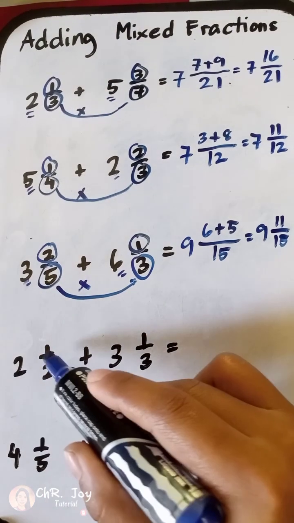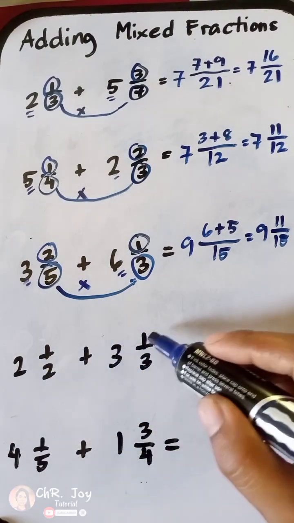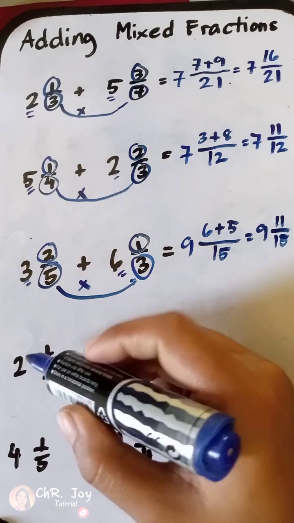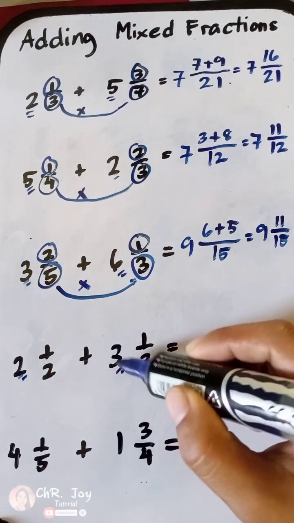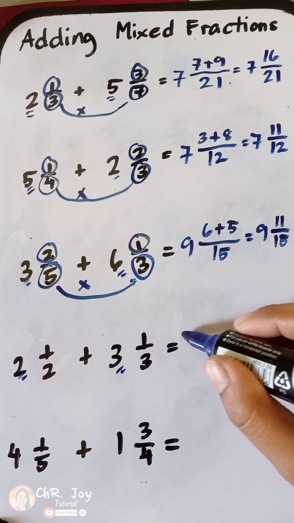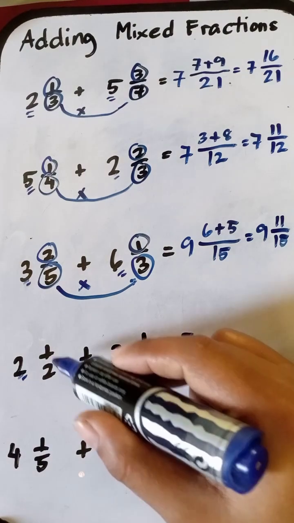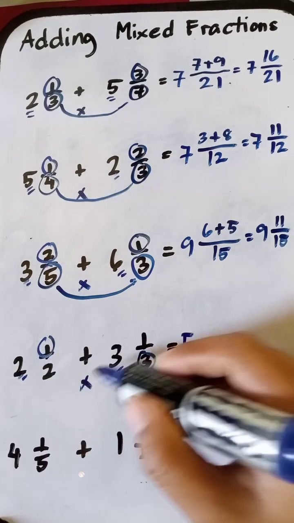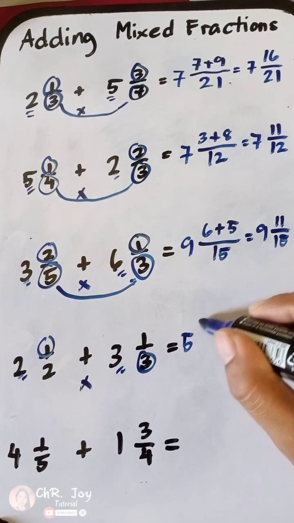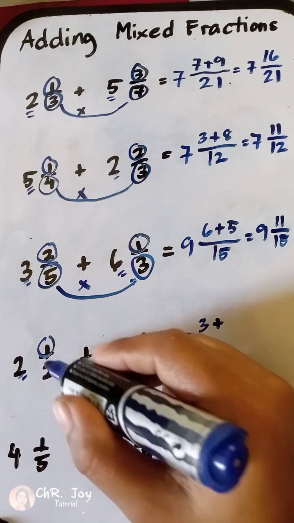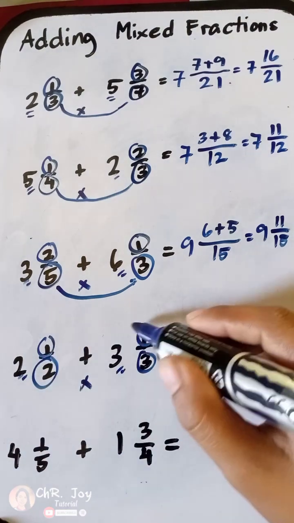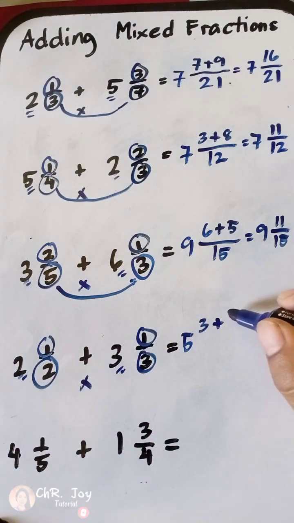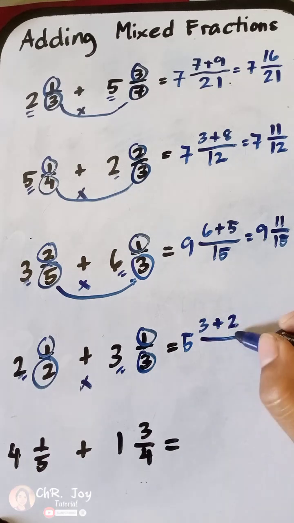The next we have 2 and 1/2 plus 3 and 1/3 is equal to. Now let us add the whole numbers. 2 and 3. 2 plus 3 is equal to 5. And now let us multiply 1 and 3. 1 times 3 is equal to 3. Let us also multiply 2 and 1. 2 times 1 is equal to 2.